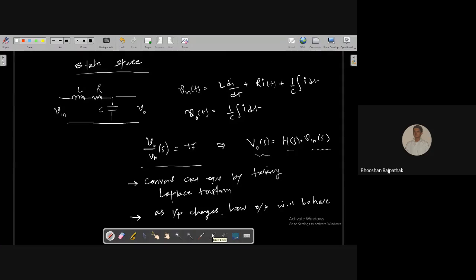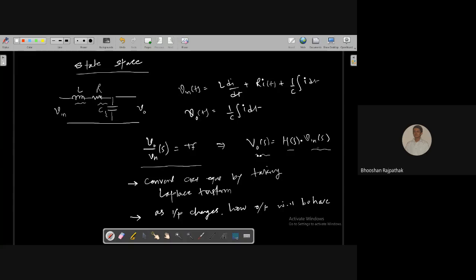Now what is the disadvantage or drawback of the transfer function method? If at any time I want to know what is the voltage across this, what is the current in this, what is the voltage across the inductor, or what is the voltage across the capacitor. Now since VO is the voltage across the capacitor, we can obtain it. But what is the voltage across this inductor or this resistor? So all these things are not obtained directly by this method.